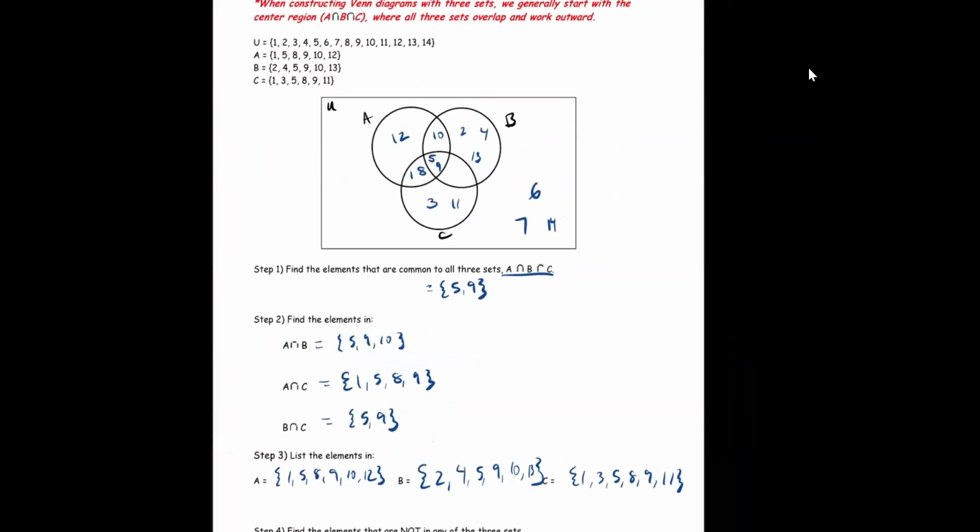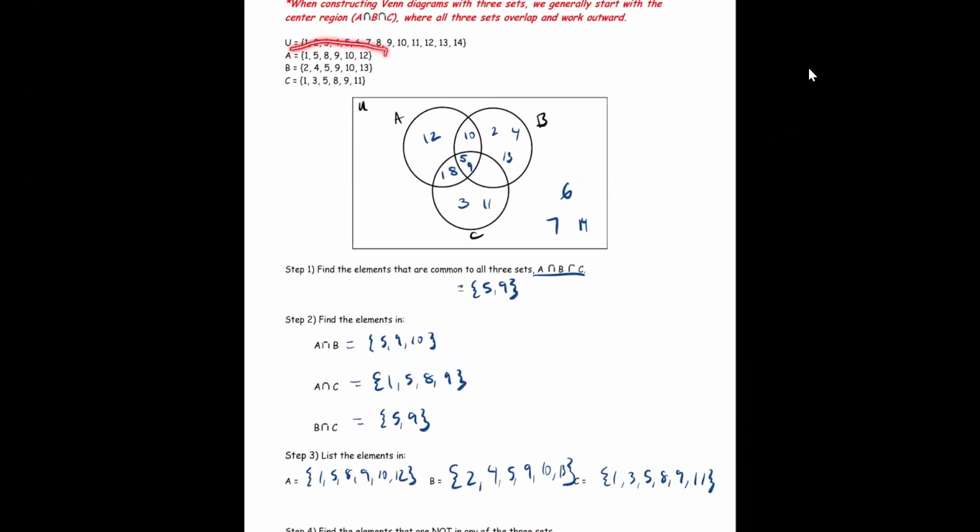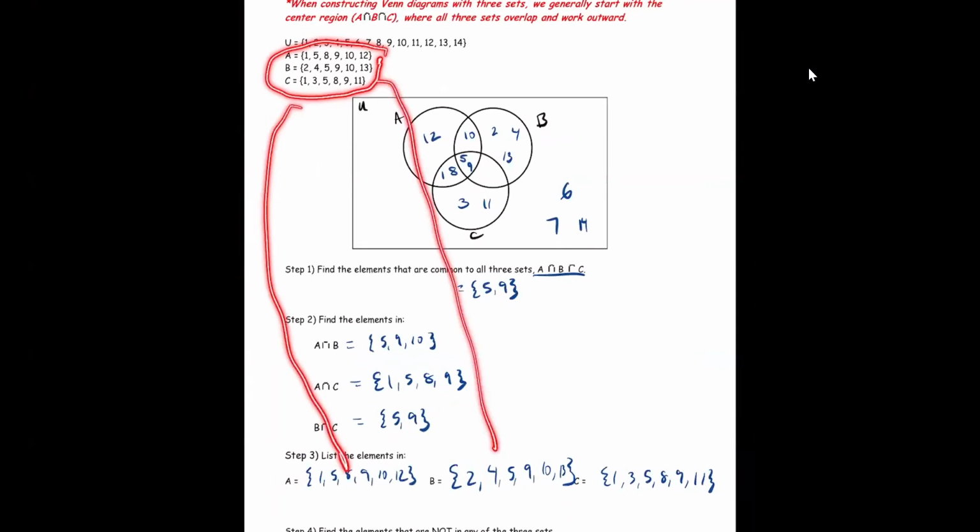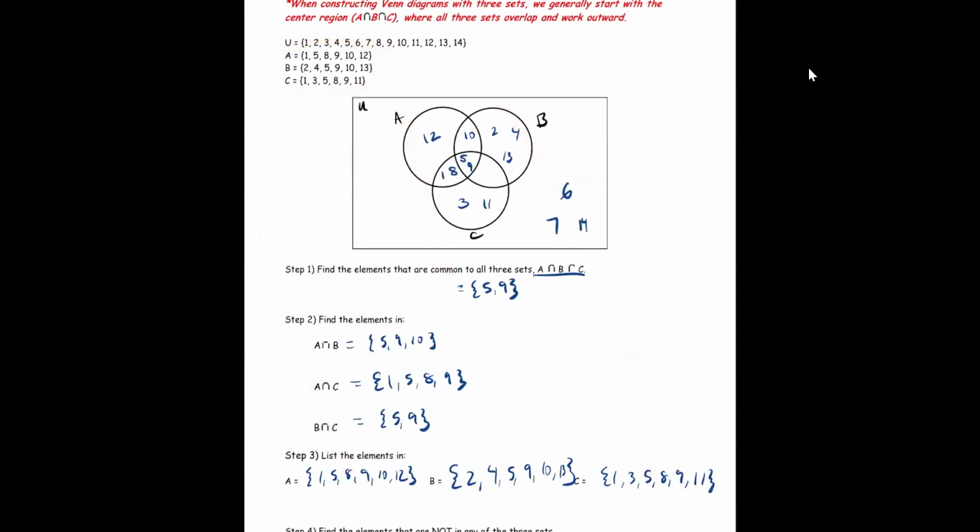You didn't even have to look at the Venn diagram. Actually, I just noticed that they have the sets A, B, and C right here. So all you have to do is copy those down again. Got it. But that's okay. We did it there by looking at the Venn diagram, but you can do it either way.